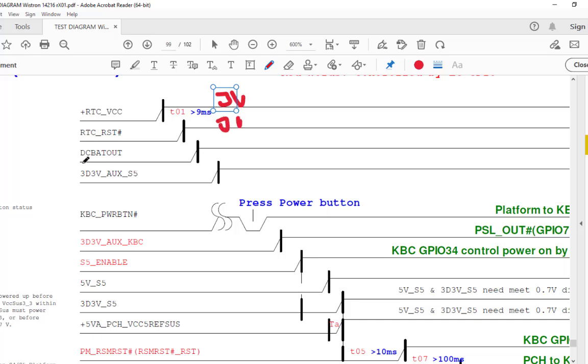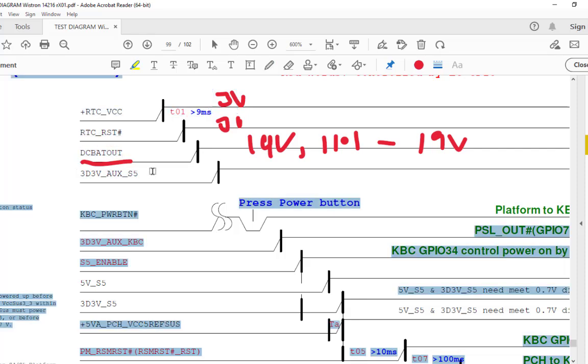Then here the DC BATT out, that is our adapter or the battery output, that is somewhere around 19 volt if only the adapter is there, and if only the battery is there, then 11.1 volt, and if both are there, then 19 volt. It's like that. Then this 3.3V, that means 3.3V_AUX_S5, that is the S5 voltage. So this is the S5 voltage. S5 voltage is 3.3. So this is a linear voltage.